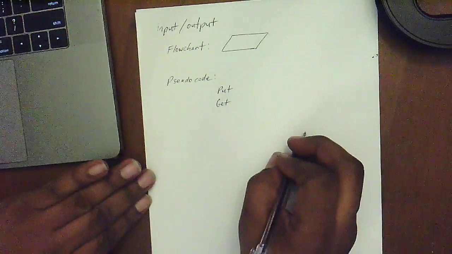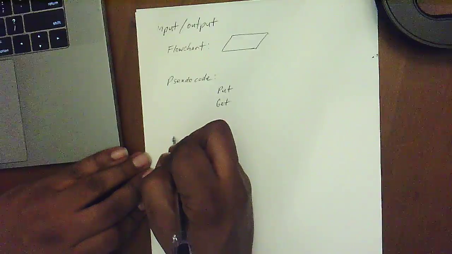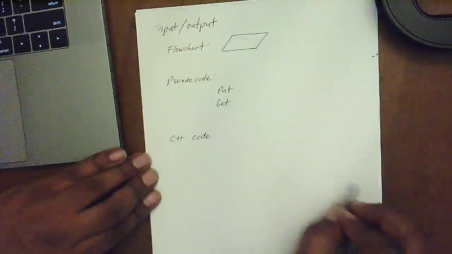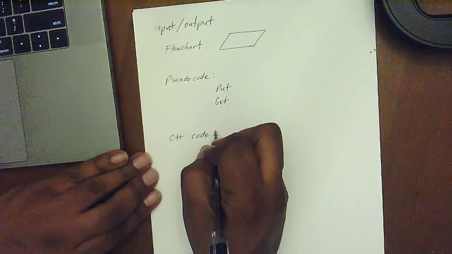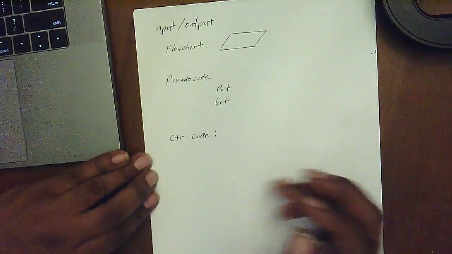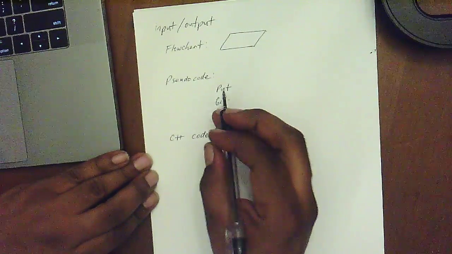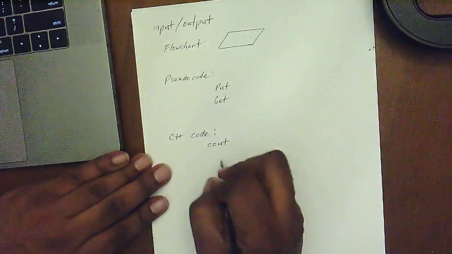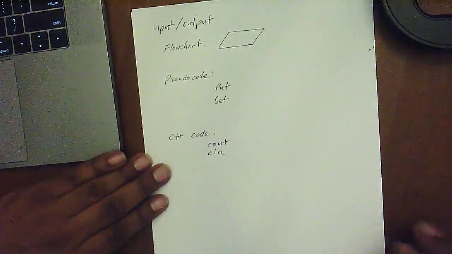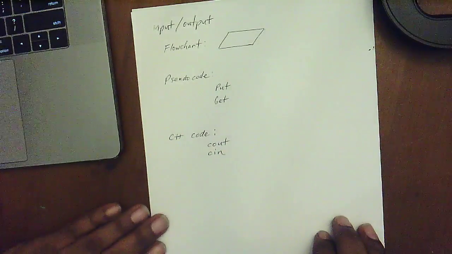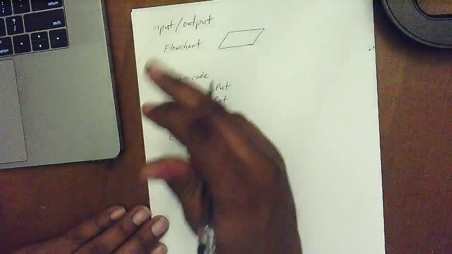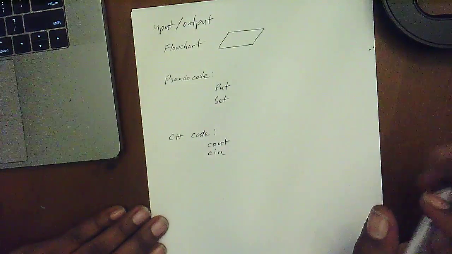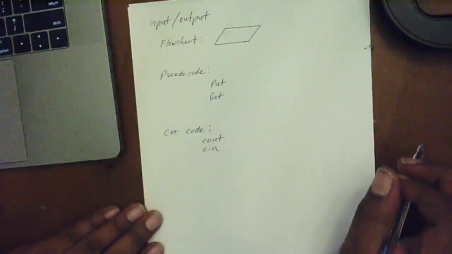And in code, we're going to say C++ code. We write in C++ code to put something we say C out, and to get something we say C in. Just so we can differentiate what we have here. And so let's write a simple program. The simple program is just going to start and say hello world.